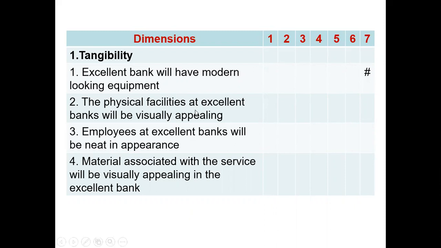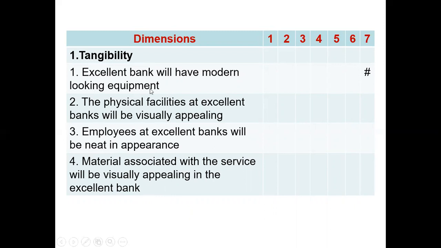The physical facilities at excellent banks will be visually appealing. Employees at excellent banks will be neat in appearance. Materials associated with the service will be visually appealing in an excellent bank. Now, these 4 questions are pertaining to measuring the expectation of the services. What do the people expect? And now we will convert these 4 questions to measure their perception, and we will only change the language of that particular statement.